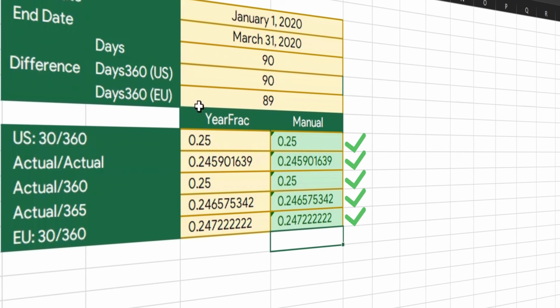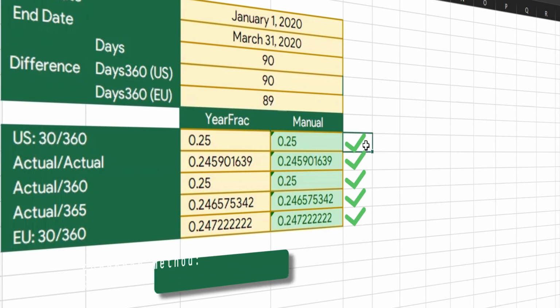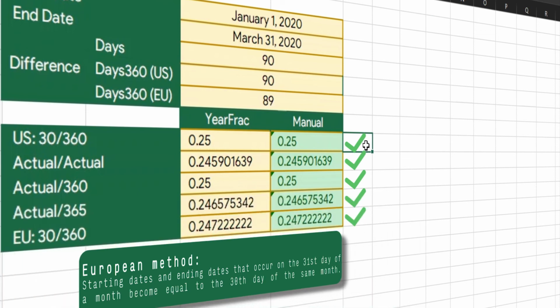And as you know, in the European method, if the start or the end date is 31st, it is calculated as 30th of the same month. Hence, we get the difference between the two dates as 89 instead of 90.